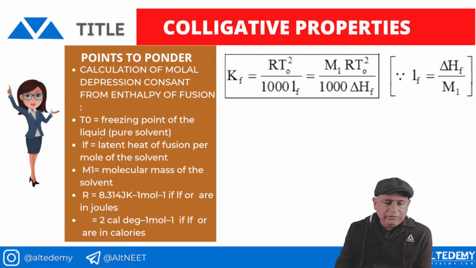It has again been elaborated. Latent heat of fusion per mole of the solvent, LF. M1 is the molecular mass of the solvent, and like this.